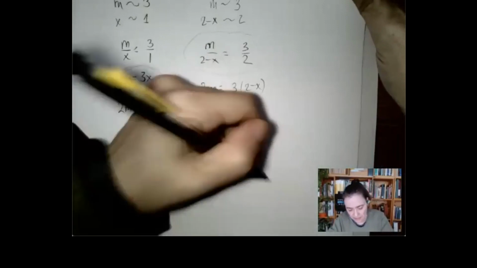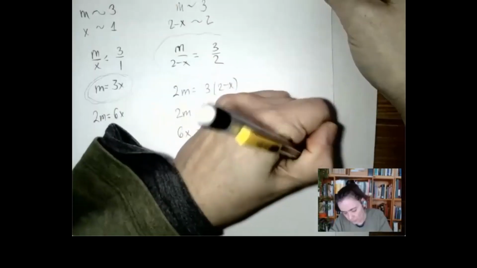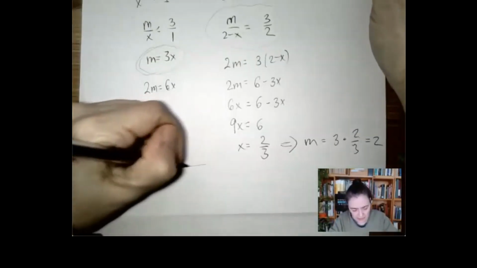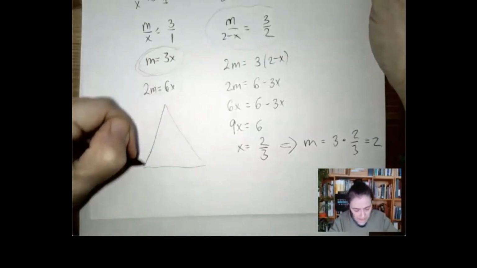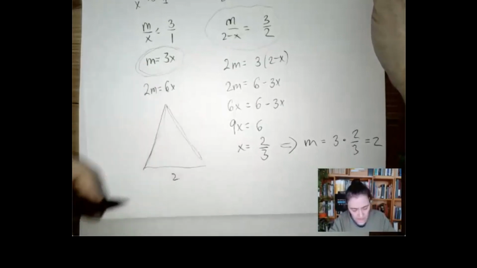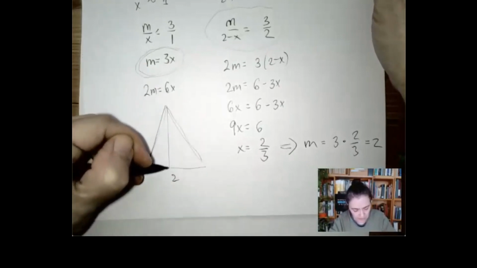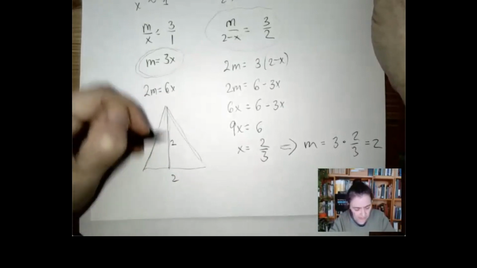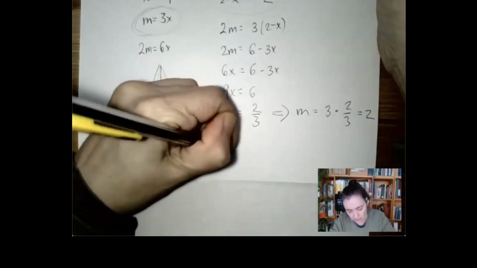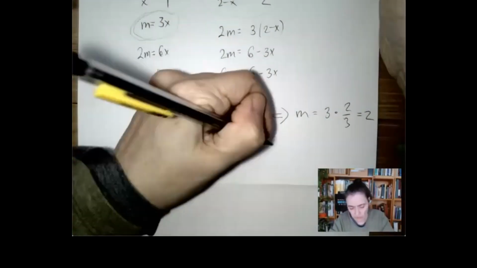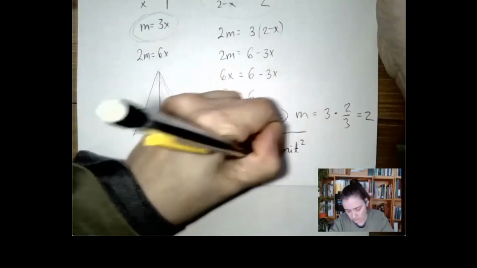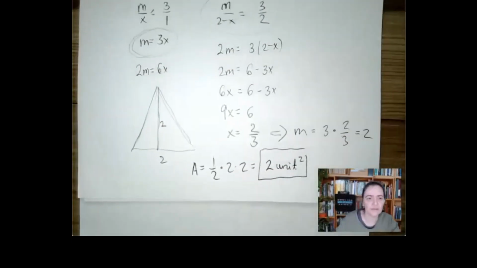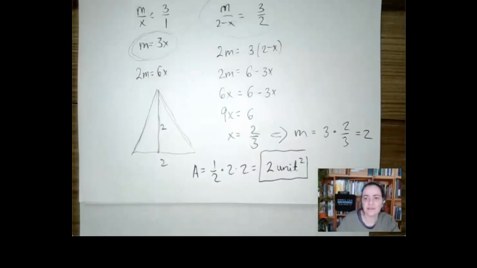And that means that M is 3 times 2/3 or 2. So that means that we figured out early on that this horizontal side is 2, but now we also know that this vertical, this altitude is also 2. So the area is 1/2 times 2 times 2, which is 2. So that seems to be the answer.